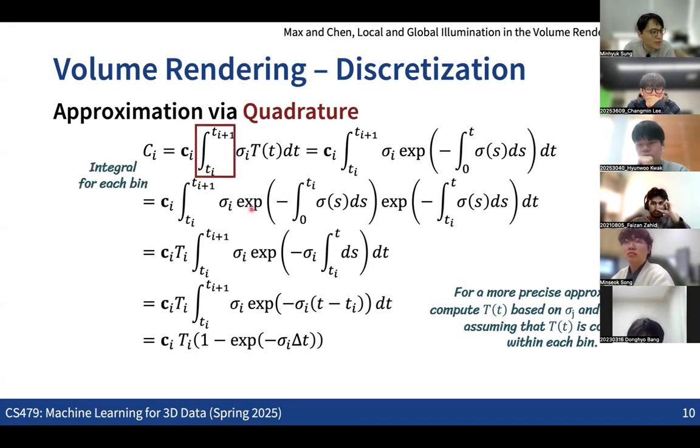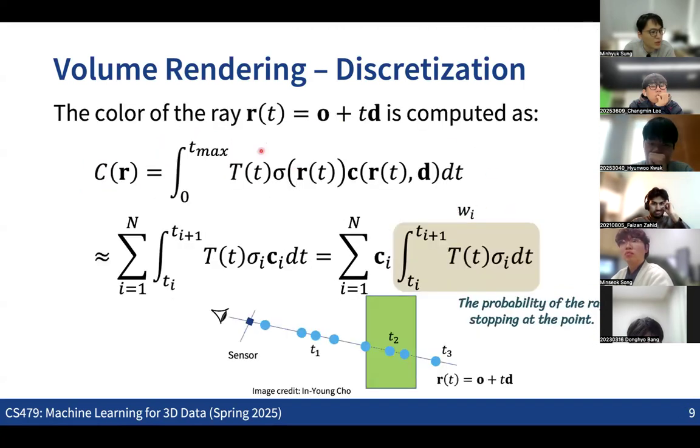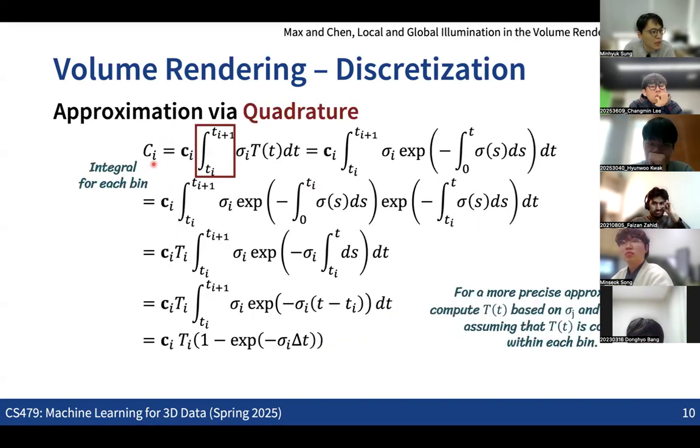So briefly, here Ci means the integral for each bin. For each bin, we take the integral of the whole equation. By taking the sum of those integrals for each bin, we get the color for the ray. And inside each bin, the radiance and the opacity will be constant, so we can take those terms outside of the integral.